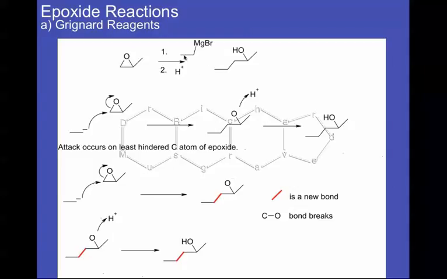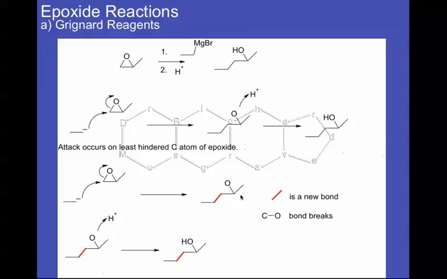So the first thing we do is we draw the Grignard reagent and we take the MgBr off and put the negative charge on the C to which the magnesium was attached. Then the negative comes in, forms a new bond with this C. These electrons go up on the oxygen. We get a negative charge here which adds to the H+, and we get our alcohol as a product.